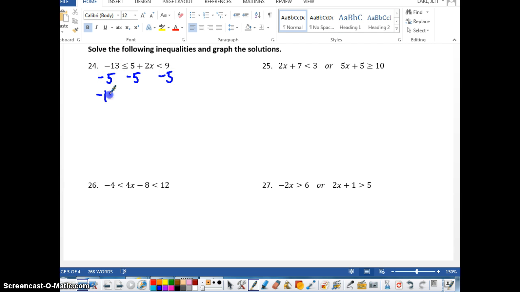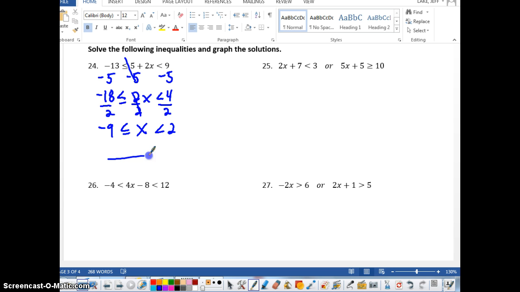All right, so when I saw this, I have to subtract that 5 from all three sides. That's going to give me negative 18 less than or equal to 2x, which is less than 4. Now I have to divide by that 2. Remember, you don't flip your inequality sign unless you divide by a negative. I'm not dividing by a negative, so I'm just going to have negative 9 less than or equal to x, which is less than 2. When I graph that, I'm going to have my negative 9 and my 2 on my line. I have an open circle at 2, closed dot at my negative 9, and it's going to be everything in the middle for the "and" problem.